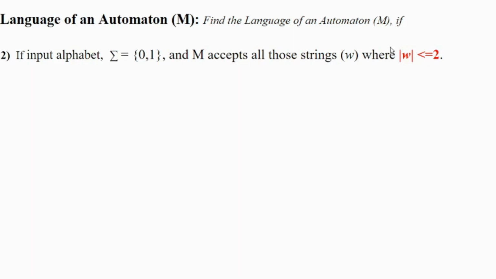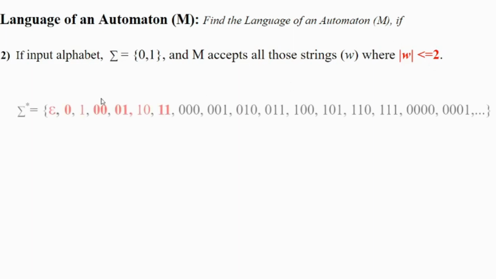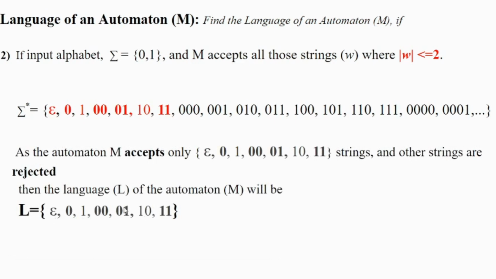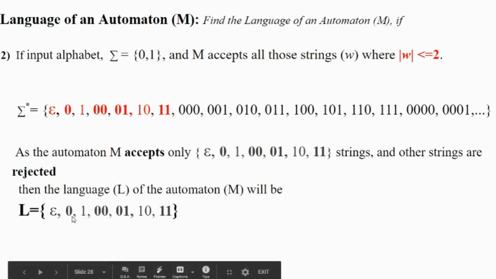Those who are not fulfilling these conditions will be rejected. This is sigma star, that is the set of all possible strings, and out of these strings only the strings in the red color are satisfying the condition whose length is less than or equal to 2, that is length equal to 0, length equal to 1 and length equal to 2. So that's why the language of this automata will be these strings, I think 6 or 7: 1, 2, 3, 4, 5, 6, 7 strings. So this will be the language of this automata.